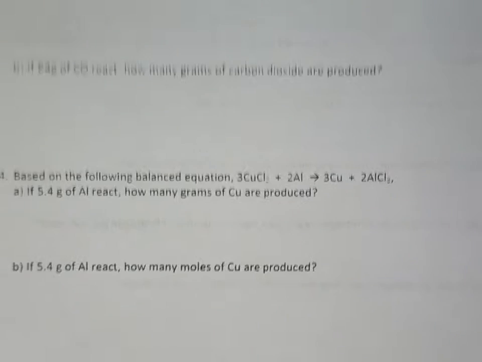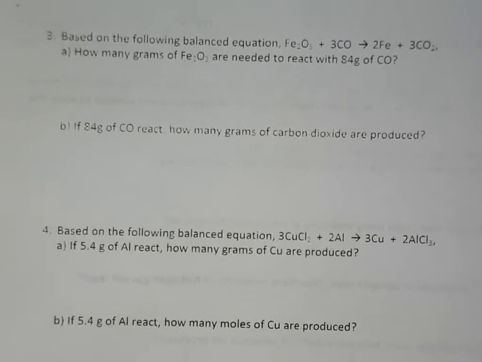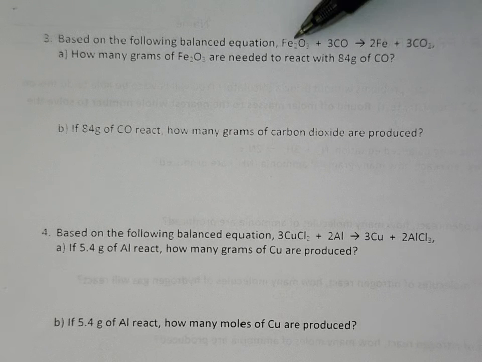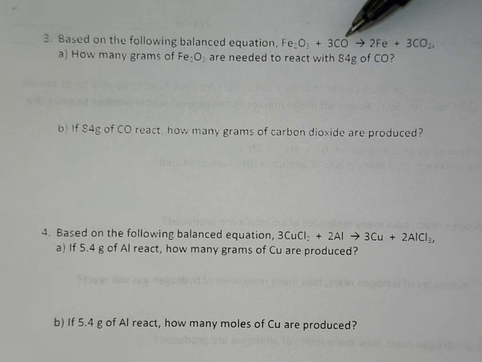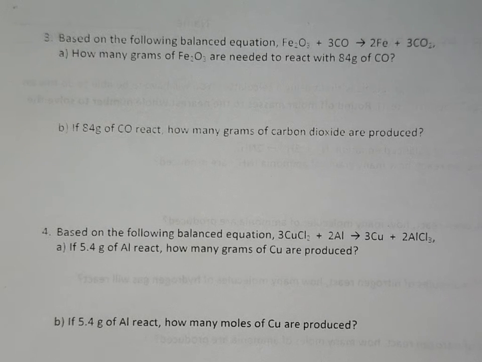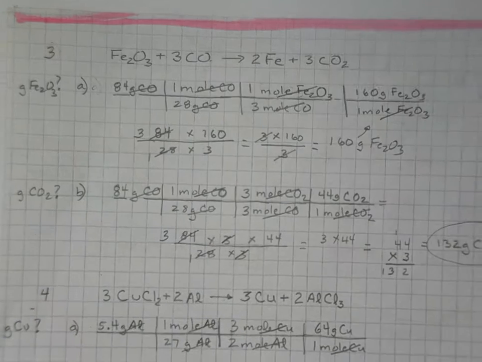Now, question number 3. On this one, we've got iron oxide, basically rust, reacting with carbon monoxide, changing into iron and CO2. This looks very similar to one of the problems, maybe it's the same one on our review sheet. But we're working through these for practice. So let's set this up right here.